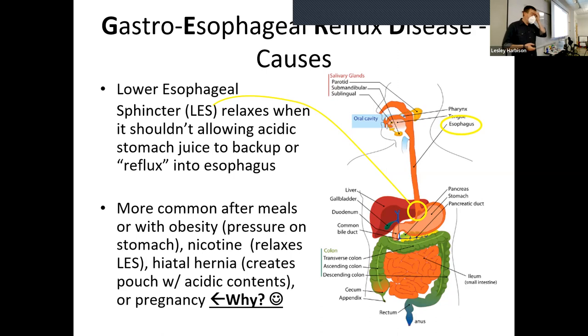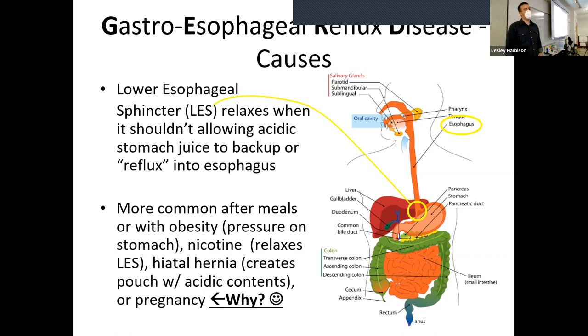A lot of things contribute to reflux. It's more common after meals, especially when the stomach's full, which makes sense. Stomach's kind of like a balloon, so if you fill it with a bunch of stuff, it's more likely to squeeze out. Obesity causes pressure on the stomach, which can increase reflux. Nicotine relaxes our little friend Les, so it doesn't do its job as well. You can get hernias that create little pouches with acidic contents that can squeeze out and cause issues. And then pregnancy. Why would pregnancy be a problem?